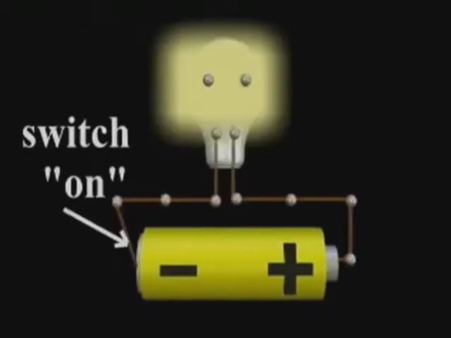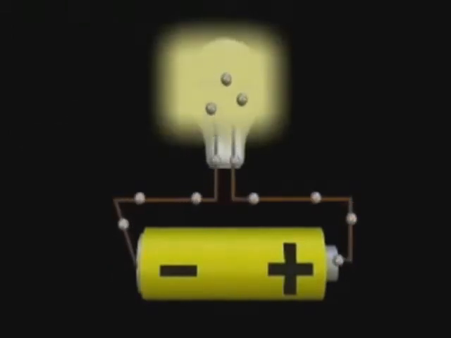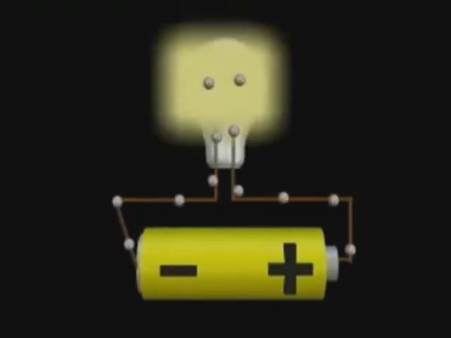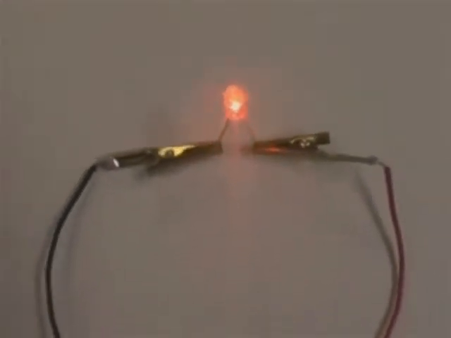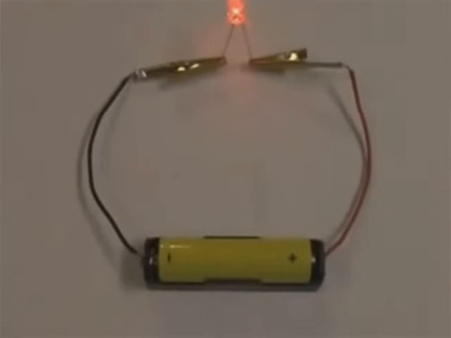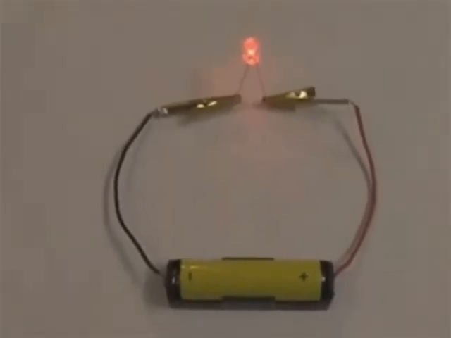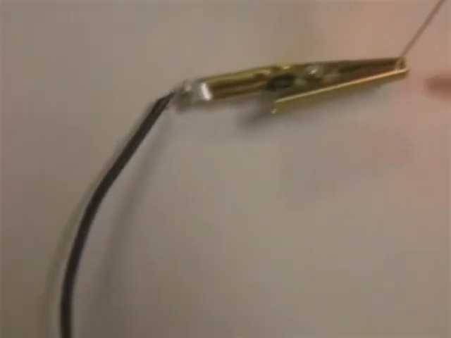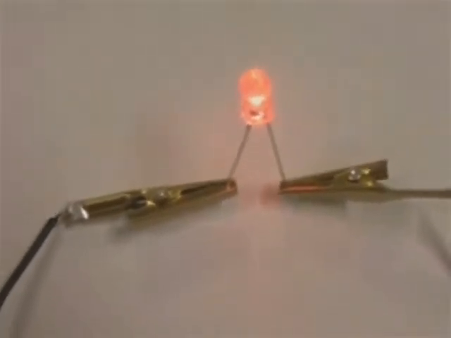Current is measured in terms of ampere. Voltage allows current or electrons to flow. And here is the real connection. And as mentioned before, current will flow from the negative terminal through the circuit and into the positive terminal.